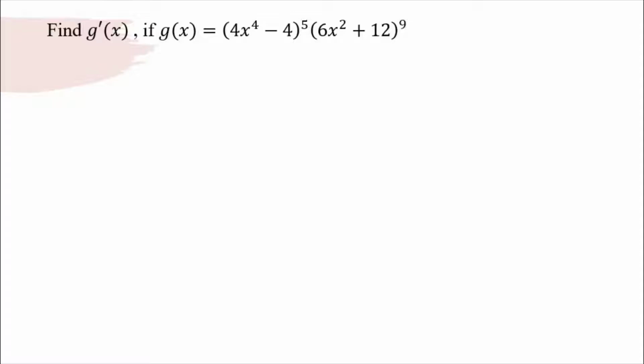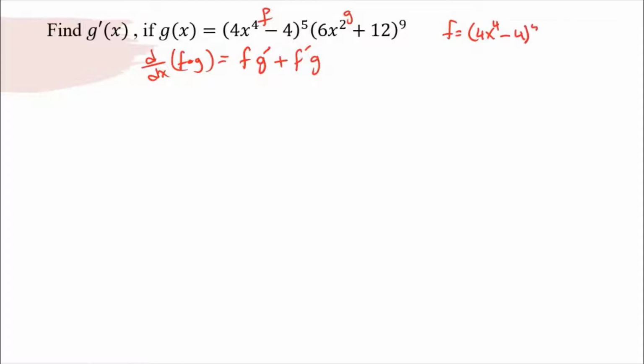So just a reminder, with the product rule, if you have the function f times g, then the derivative of the product of these functions is the first function times the derivative of the second plus the derivative of the first function times the second function. So we want to find the derivative of, let's say this is f and this is g. So let's say that f is equal to (4x to the fourth minus 4) all to the fifth.